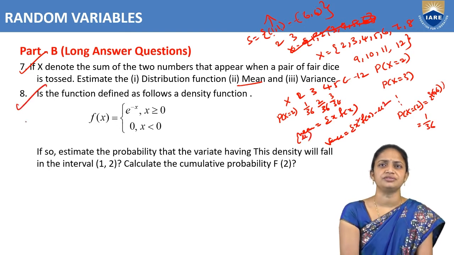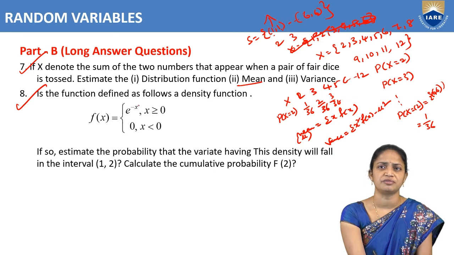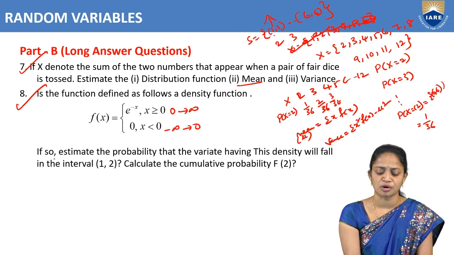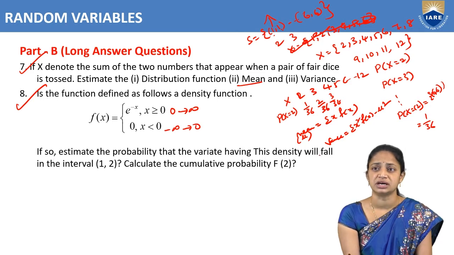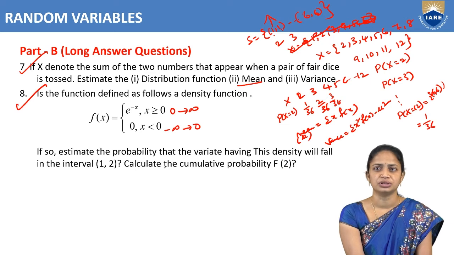So coming to the 8th question. Here they have given the function. It is a continuous probability distribution, f of x equal to e power minus x, x greater than or equal to 0, that is 0 to infinity, and 0 where x less than 0, that is minus infinity to 0. Okay, so estimate the probability that a variate having this density will fall in the interval 1 comma 2, and calculate the cumulative frequency F of 2.